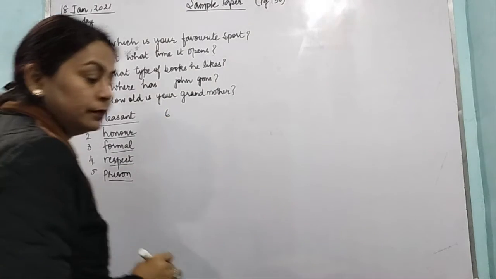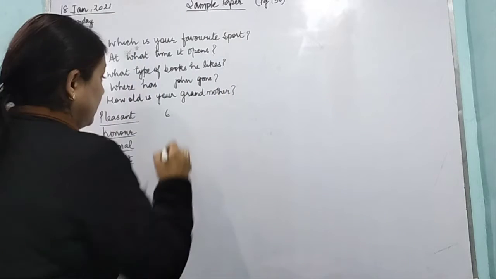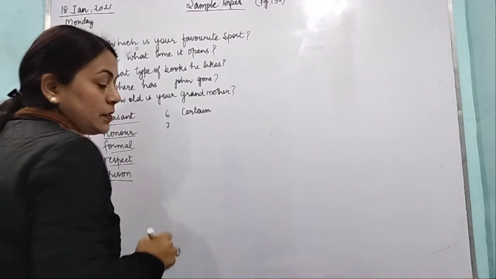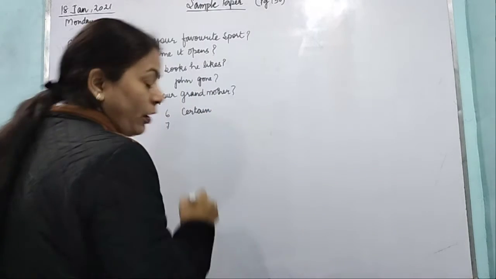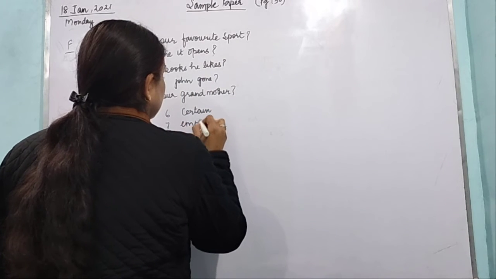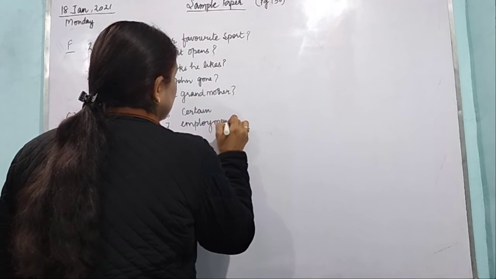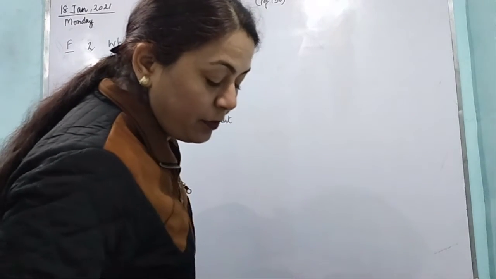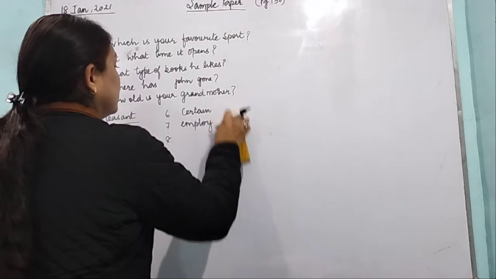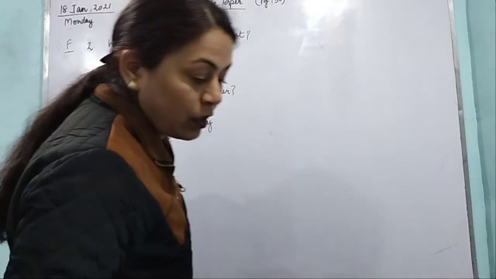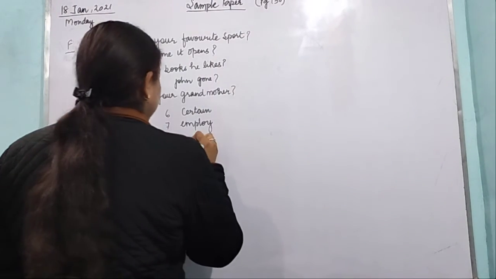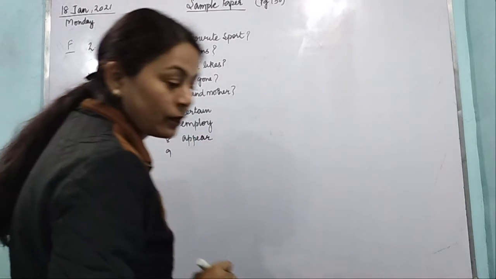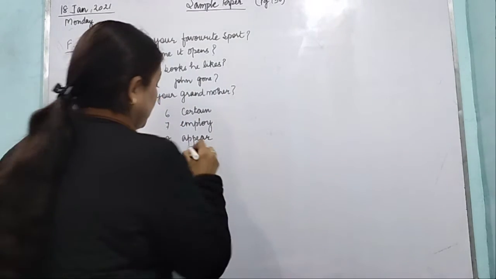Sixth is certain. Seventh is employment. Eighth is employ. Employ. Appear. Construct.